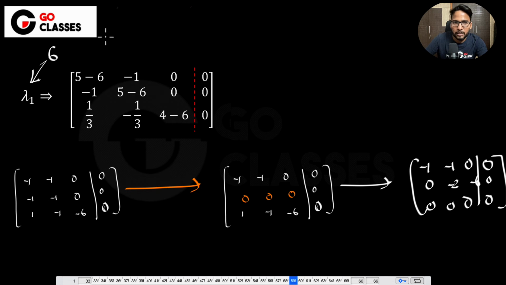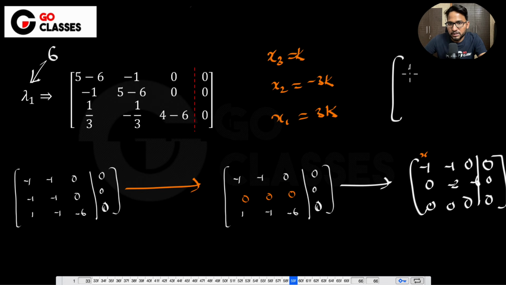So how to solve? I think you can say that x3 is a free variable, which is k. x2 and x3 are related like this: x2 will be minus 3k, since it will be 6k, so minus 3k. And x1 equals minus x2, so x1 and x2 differ by a minus sign. So x1 you can say equals 3k. So finally you got a vector, which is basically x1 is 3, this is minus 3, this is 1, right?